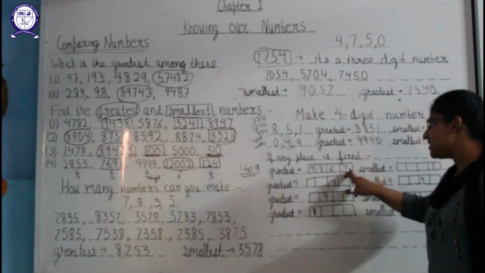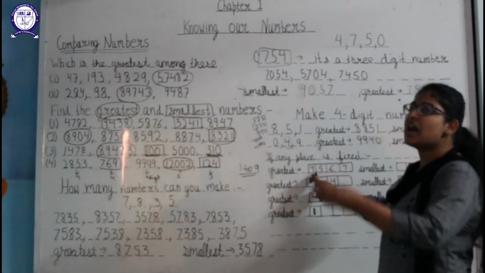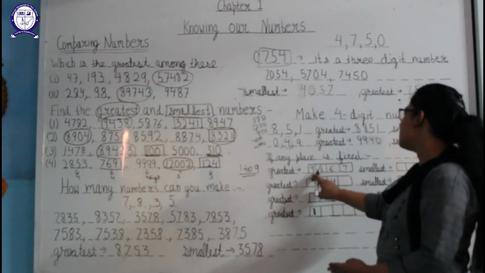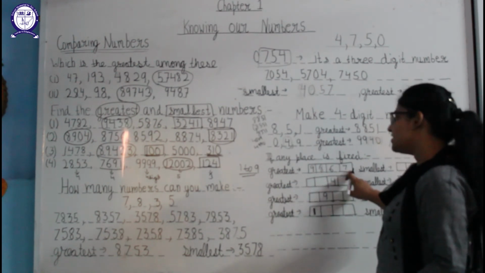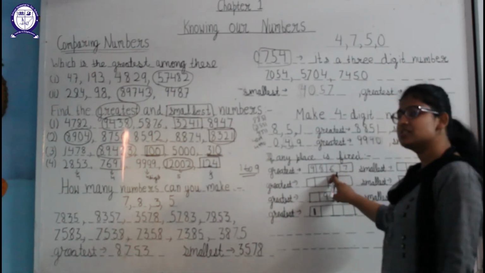Once the unit place is fixed at 7, we start from the greatest numbers, which are 9, 8, then 7 is already used, so we will put 6 here.